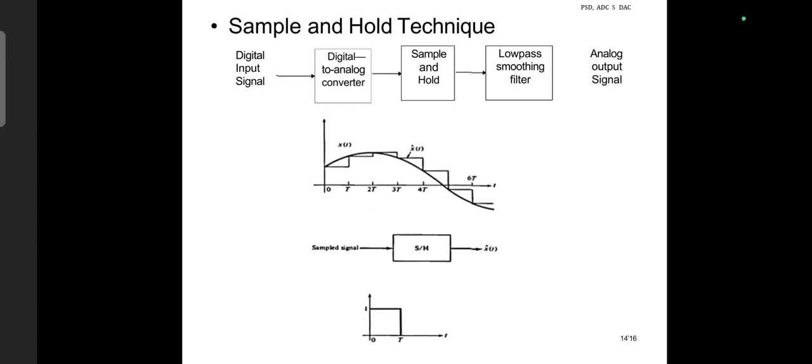The smoothing filter is important because the output from a sample and hold operation contains abrupt transitions. The low pass filter smooths these transitions and produces a waveform that is a better approximation of the desired analog signal. So overall, the process is digital input, DAC, sample and hold, low pass smoothing filter, analog output.